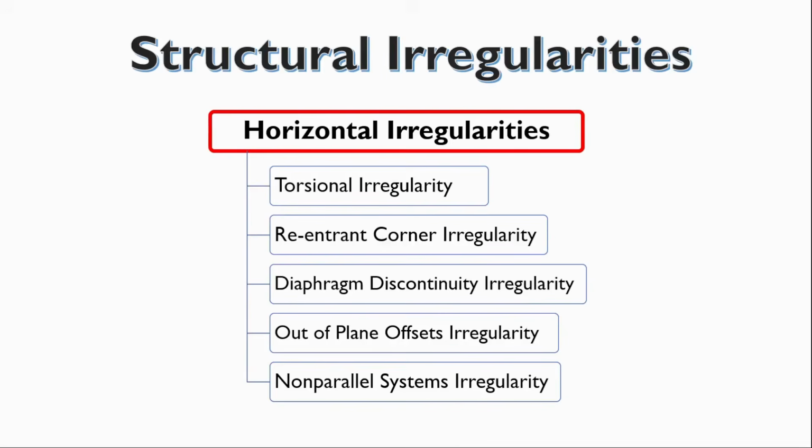Okay, let's continue our structural irregularities. This is the second part of the structural irregularities, and now we will focus on the horizontal irregularities. Just like the vertical irregularities, we also have 5 types of different horizontal irregularities, starting from torsional irregularity to non-parallel systems irregularity. Okay, let's start with the torsional irregularity.